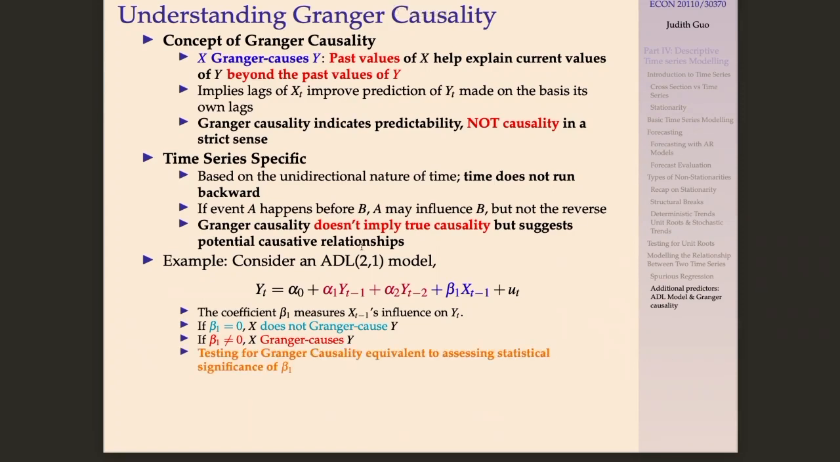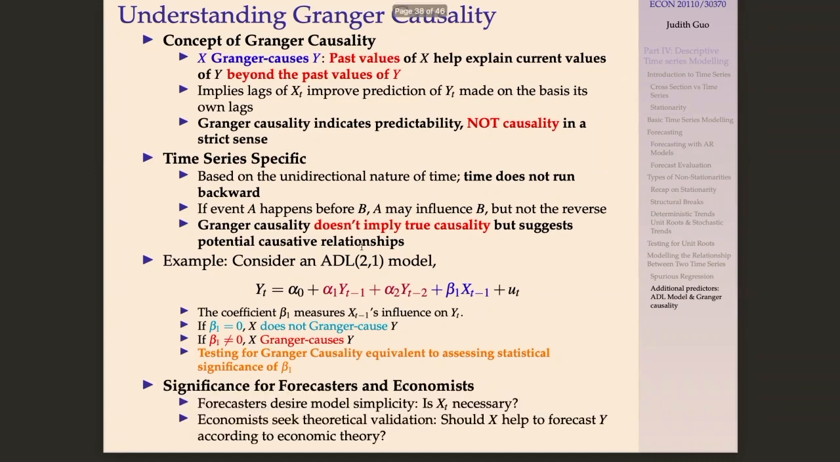So essentially, testing for Granger causality is about testing for statistical significance. It's just that the term Granger causality sounds new, but the underlying intuition is the same as what we have discussed all the time. It's about the statistical significance of some coefficients, okay?